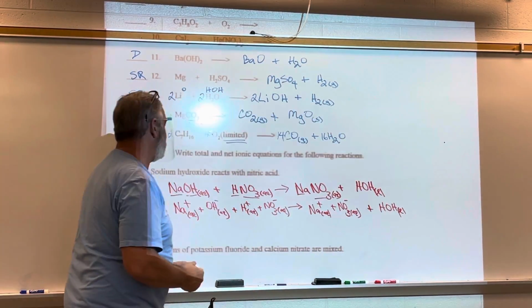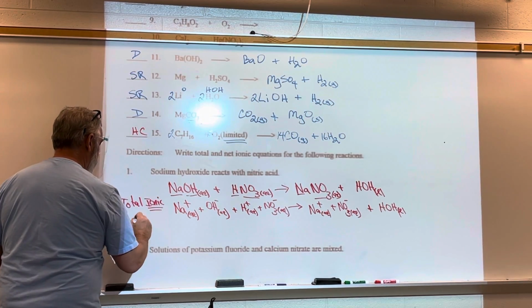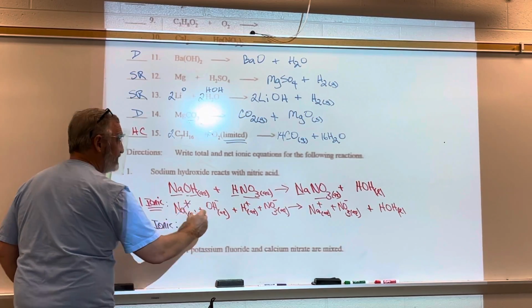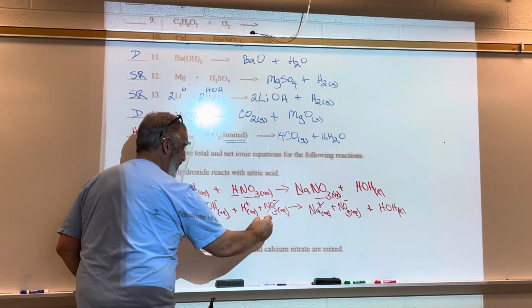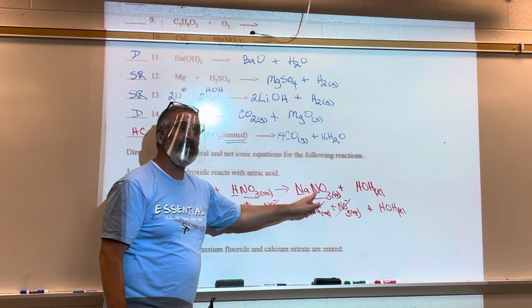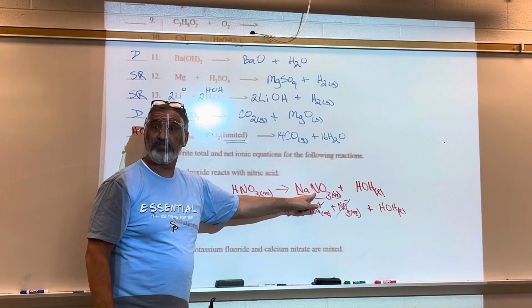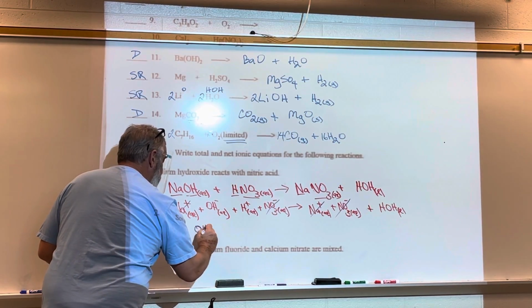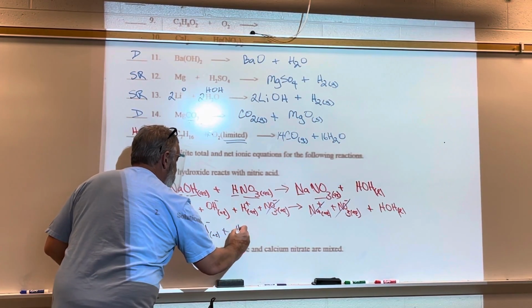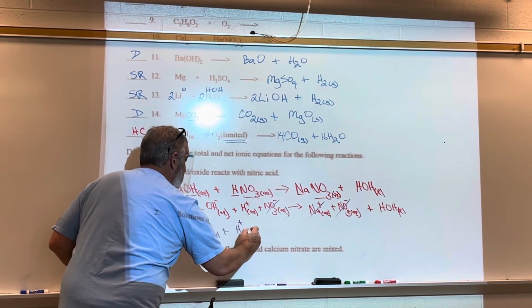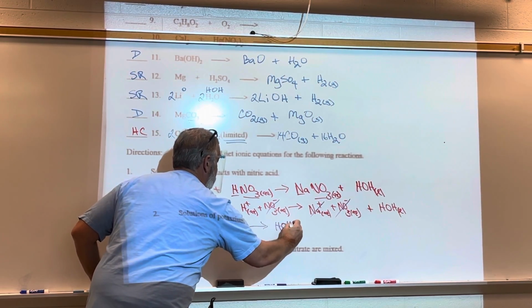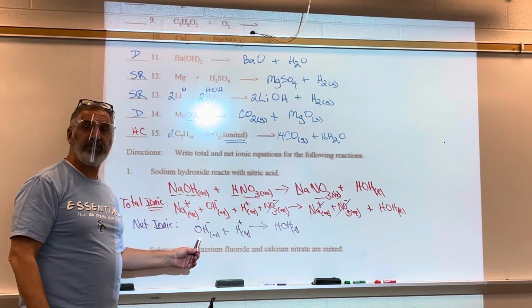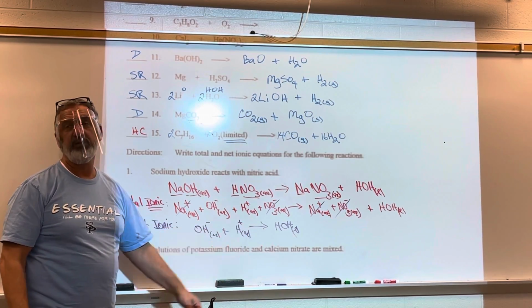So what two ions are exactly the same? Na plus is exactly the same. NO3 minus is exactly the same. Whatever your ions are in this soluble product, those are your spectators. So what's left? Well, OH minus from the base reacts with H plus from the acid to make neutral water. Acids neutralize bases, bases neutralize acids, because bases all have hydroxide, acids all have H plus, they come together to make water.